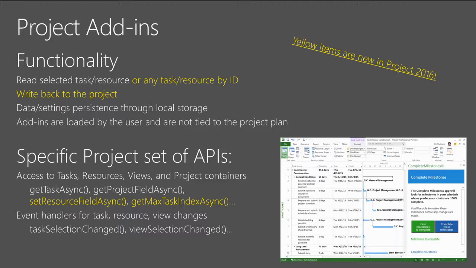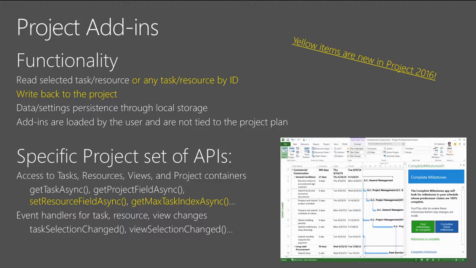I'll go through a code sample, but just as an example, some of the APIs that we have are there. So get task obviously loads all the data for the task. Get project field would let you process specific data from the project level. Some of those new ones in yellow, set resource field, very similar to get resource field, but obviously the writing version, which again is new to Project 2016.